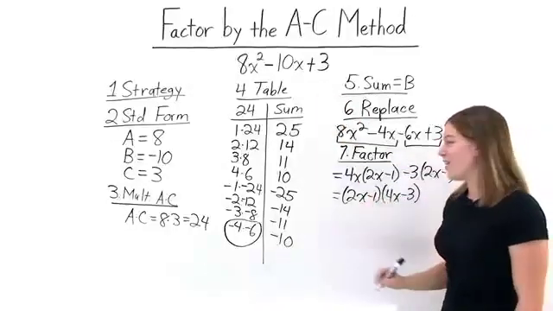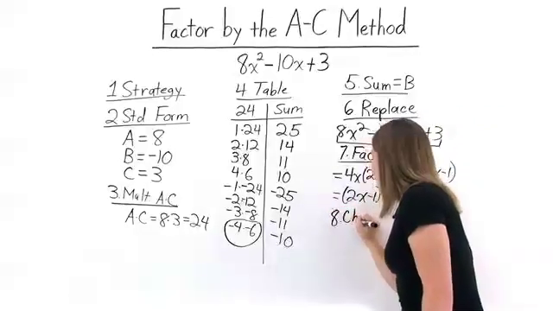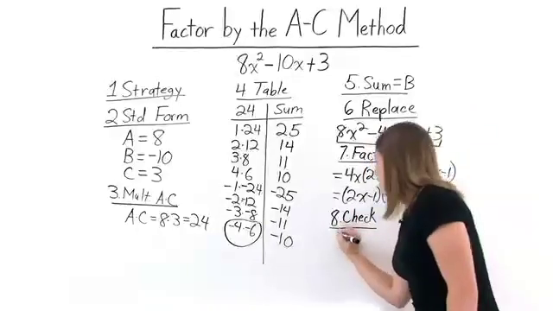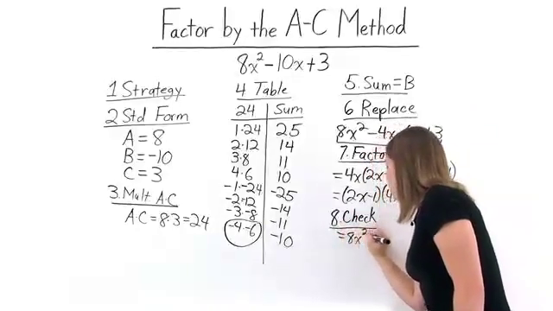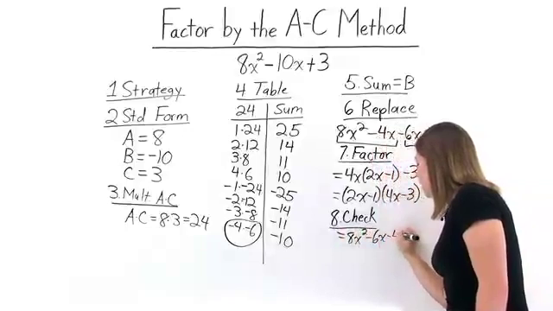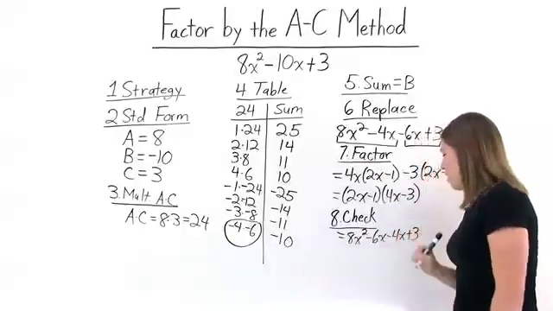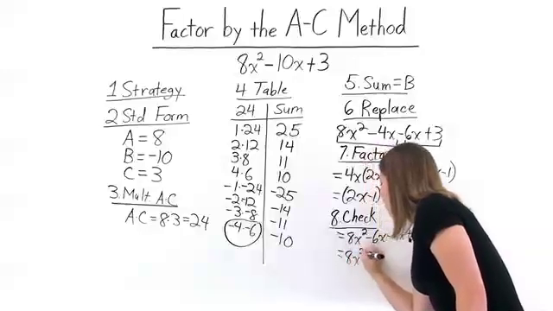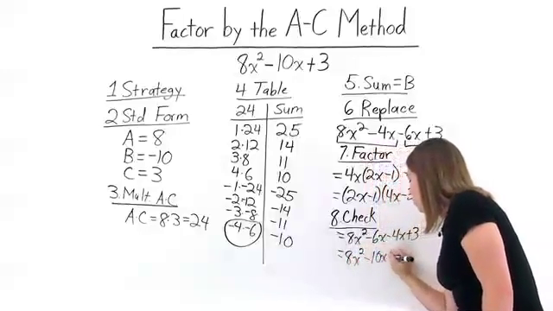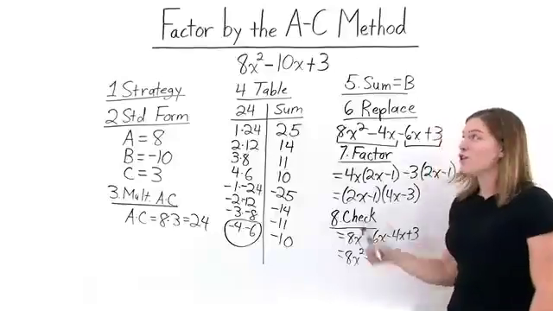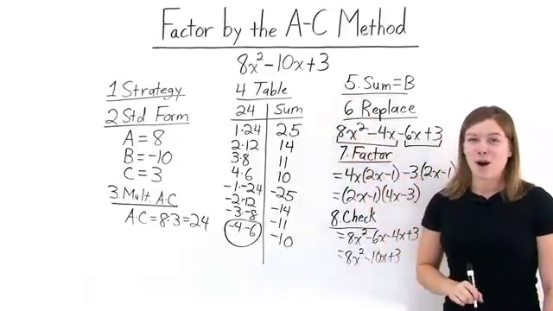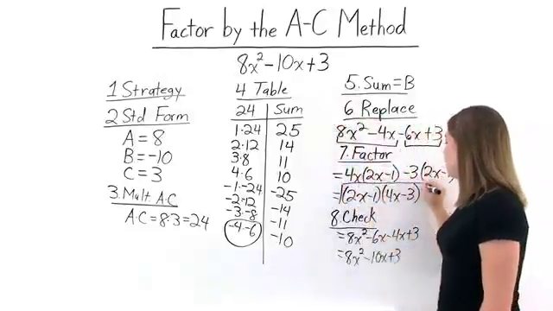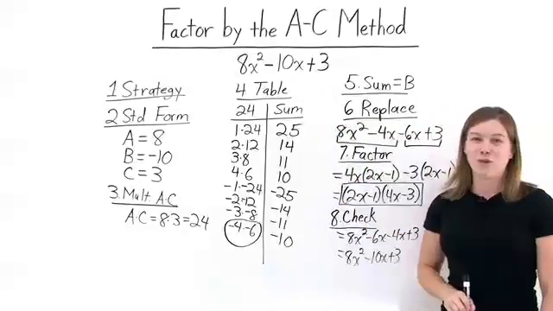But let's double check our answer. So in step number 8, we're going to check our answer by FOILing together these two binomials. When we do, we get 8x squared minus 6x minus 4x plus 3. If we combine our two like terms, we'll get 8x squared minus 10x plus 3. This is our original trinomial, so we know that we did our problem correctly. If we factor this trinomial, we get the two binomials 2x minus 1 times 4x minus 3.